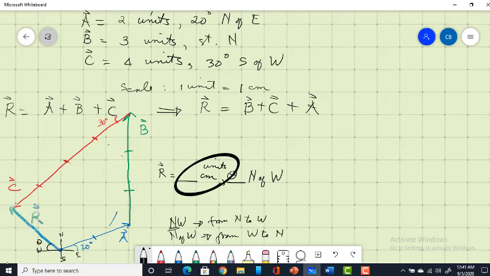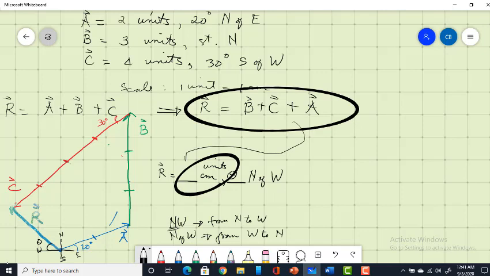So what if the order is B plus C plus A? Would this resultant vector give the same R in here? You can try for yourself. This R in here should be the same. The resultant should be equal to our resultant here, because regardless of arrangement, the resultant should be the same. So you can practice.